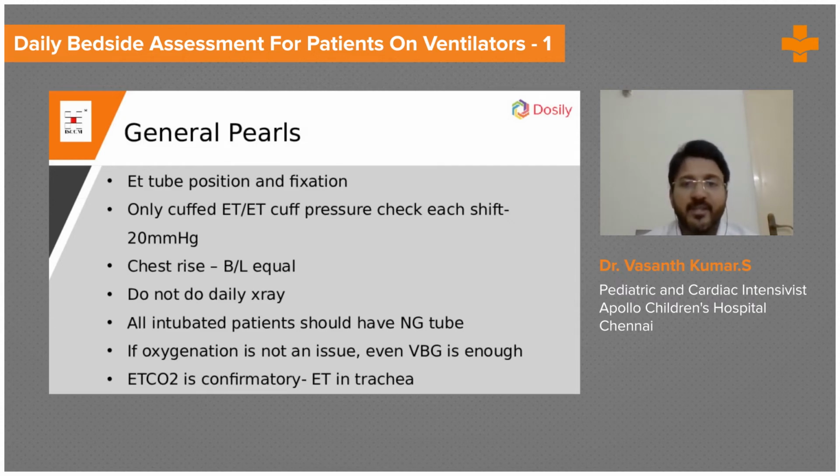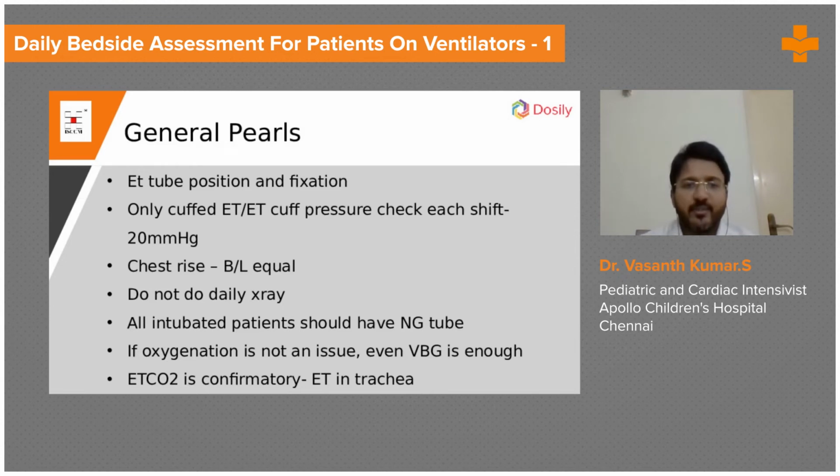And all intubated patients should have an NG tube. And blood gases to be done as and when required. Usually it is done 4th hourly or 6th hourly. And if there is no problem in oxygenation, you need not do an ABG. Even a venous blood gas is sufficient. Now, because we have very good monitors which can tell you the pulse oximetry saturations, we can monitor the saturation using the pulse oximeter and the carbon dioxide using EtCO2.